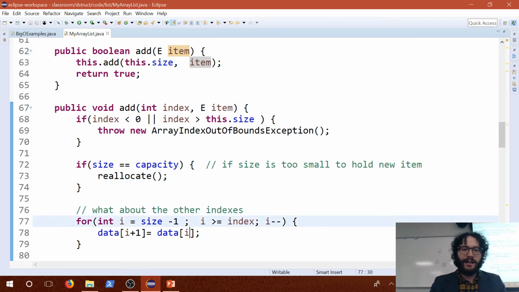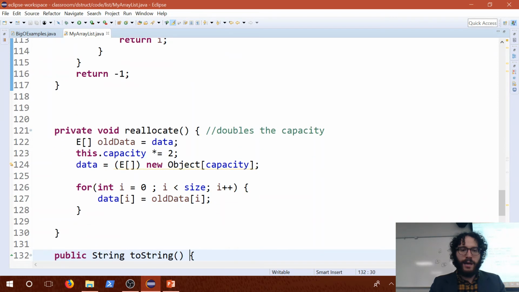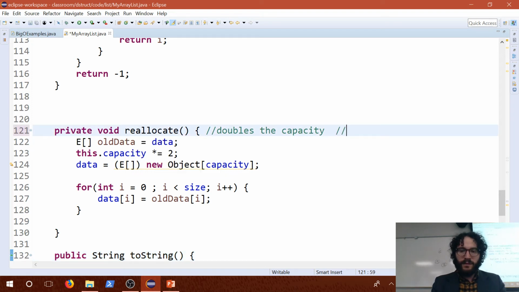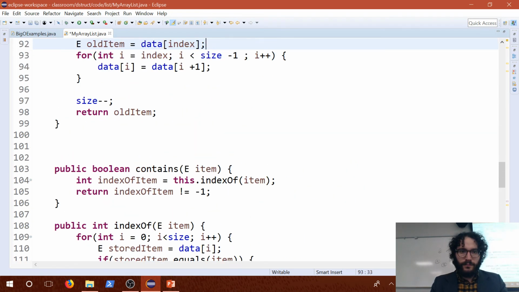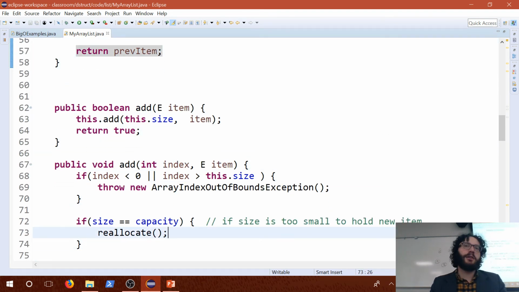So how long does reallocating take? Well, with reallocate, remember, we create a new array, twice the size of the original, and copy all the items over. So we need to copy over n items, and that will take O of n time. So reallocate takes O of n time. So if we're out of room, then it will definitely take O of n time.